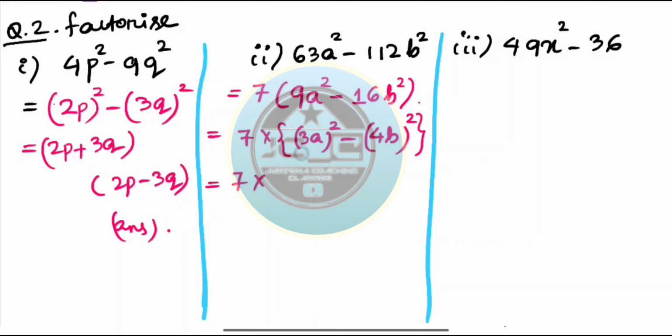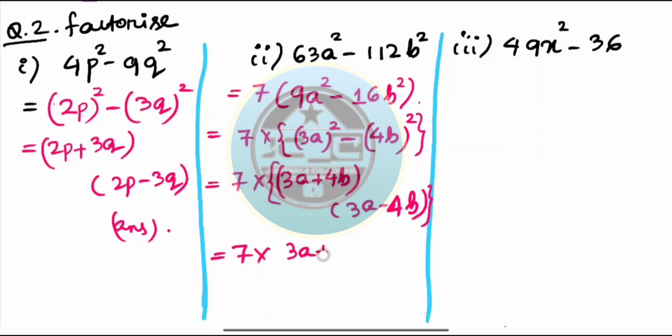Now you can see this is a square minus b square. You can implement the identity number 2 and so write 3a plus 4b into 3a minus 4b. Clear? So final answer will be, with the 7 outside, 7 into 3a plus 4b into 3a minus 4b. Clear? This is the final answer. Now the third one. If you have any doubts, then you can comment the question number and bit number, and I can explain to you in a short video.